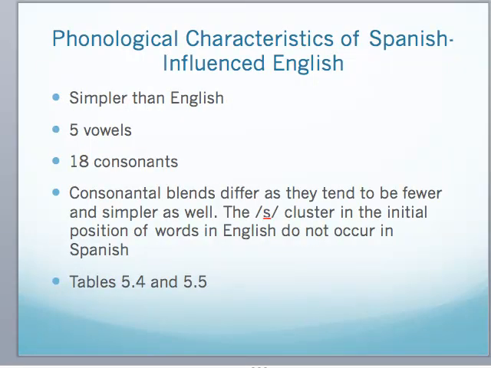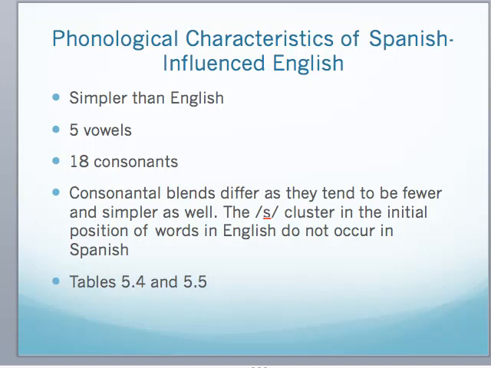The phonological characteristics of Spanish-influenced English. It tends to be simpler than English, and if you happen to learn Spanish at one point or another, you might have thought that Spanish was not as difficult as maybe learning French, Hebrew, or any Arabic type of language. It only has 5 vowels. There are 18 consonants. The consonantal blends differ as they tend to be fewer and simpler as well.